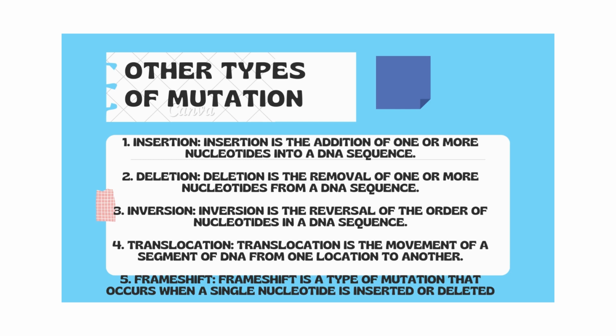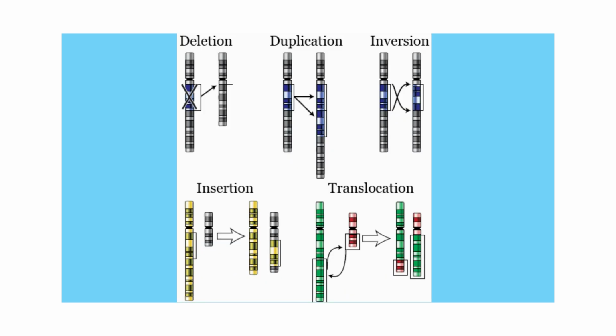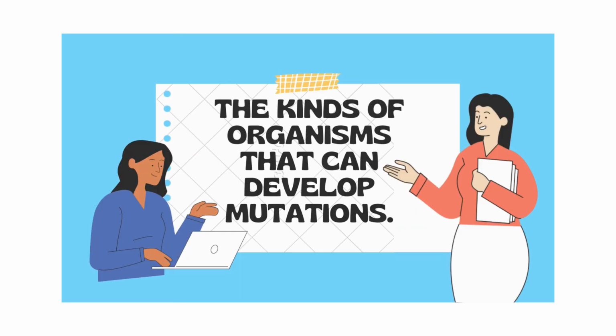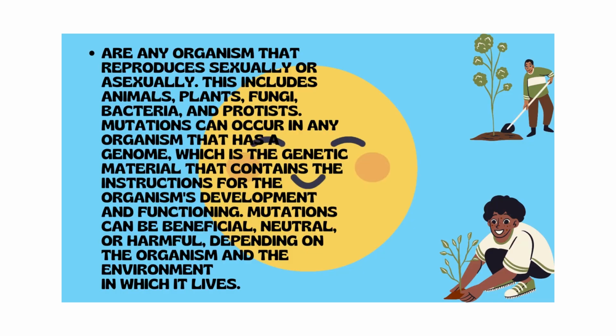In which organisms does mutation occur? Any organism that reproduces sexually or asexually. This includes animals, plants, fungi, bacteria, and protists. Mutations can occur in any organism that has a genome, which is the genetic material that contains the instructions for the organism's development and functioning. Mutations can be beneficial, neutral, or harmful, depending on the organism and the environment in which it lives.